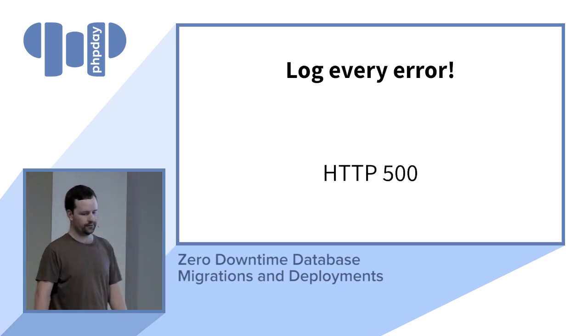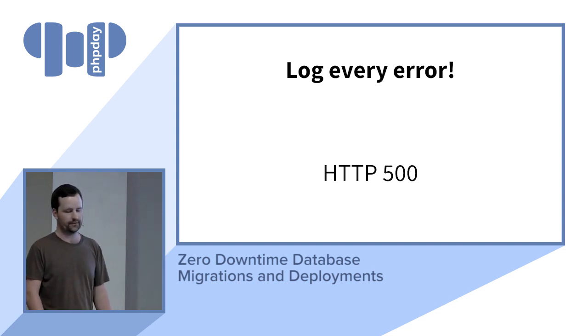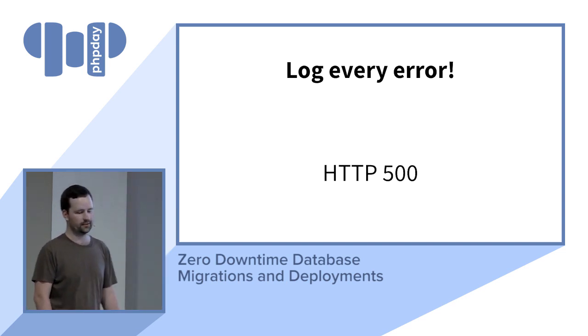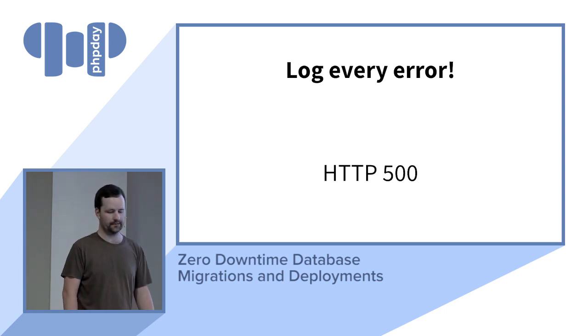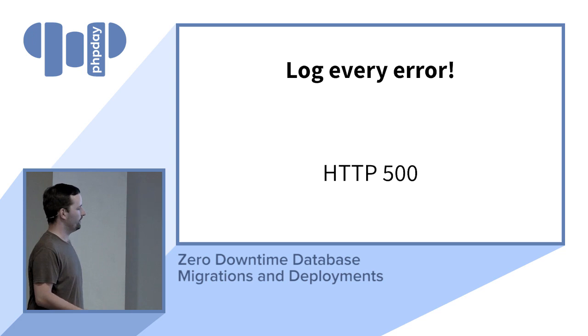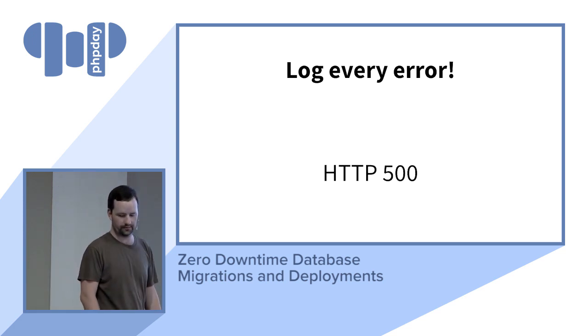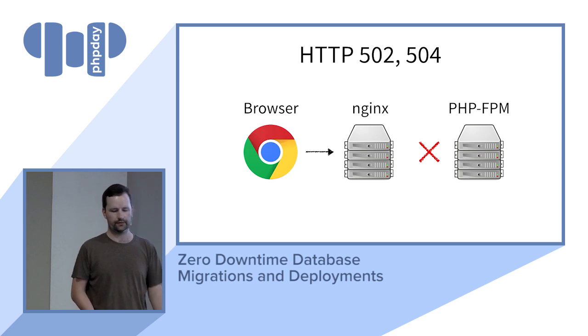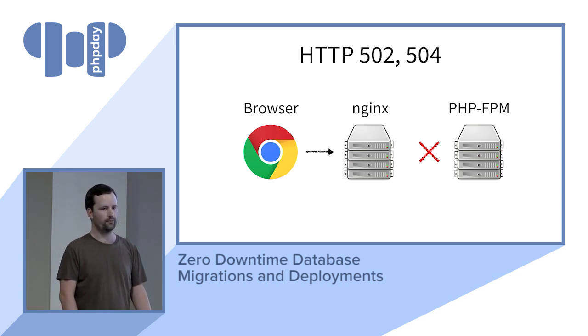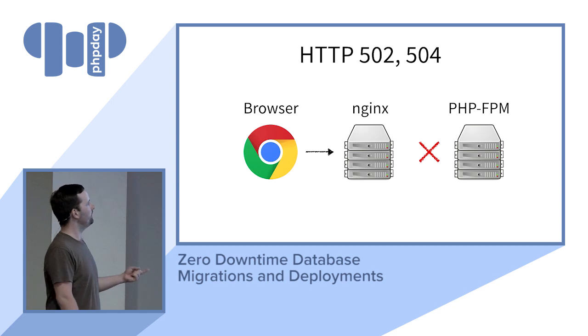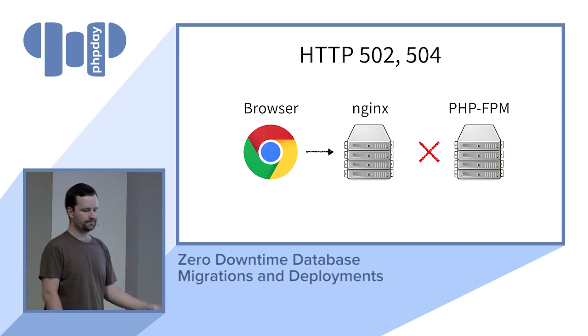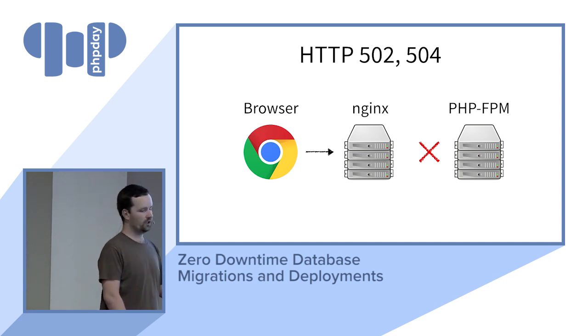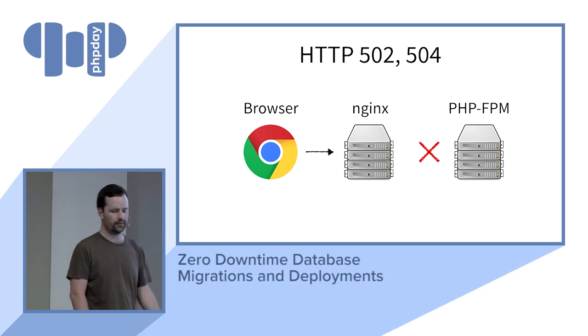Another tip I have for you is that you should know about everything that happens in your application. So you should use something like Papertrail or Sentry. I hope that everyone already monitors errors in their application. But the thing that people usually forget is that it's not sufficient to log errors only in your PHP application, because something like HTTP 502 Bad Gateway or 504 Gateway Timeout can happen, and the request does not even reach PHP-FPM and does not reach your application.